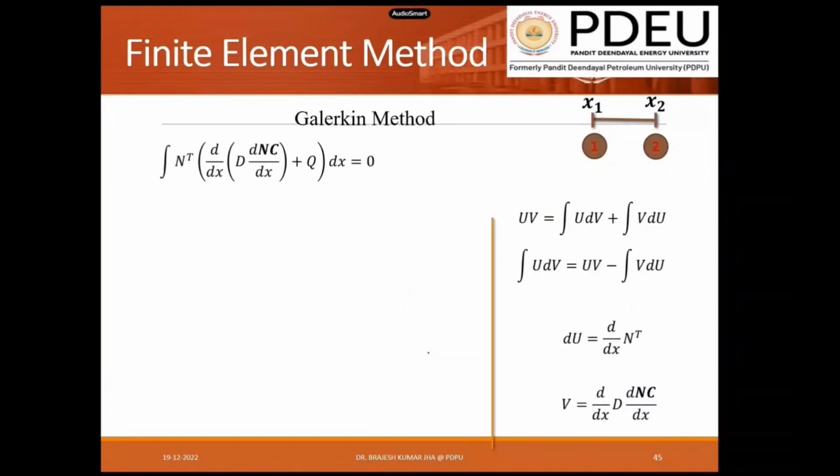Now we will see the Galerkin method here. In the Galerkin method, in the place of W, we have used N transpose. N is the matrix that was represented by N1, N2. So this is the difference between the weighted residue and the Galerkin method. Now, according to this formula, the integration by parts can be applicable here, the integration of UV.